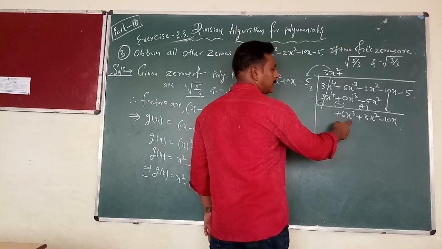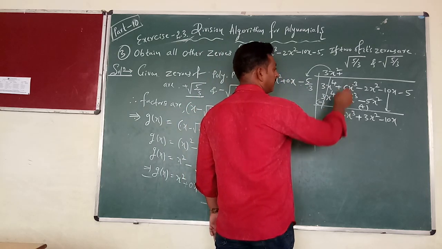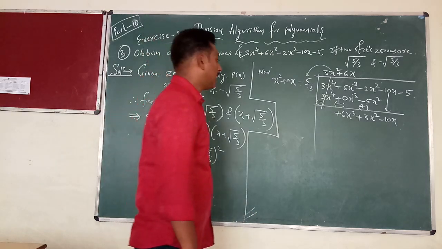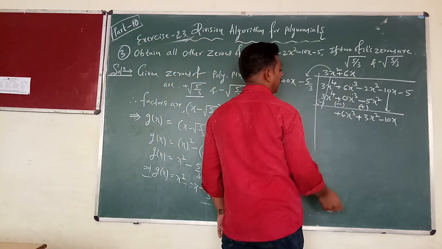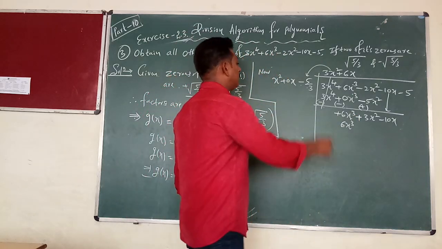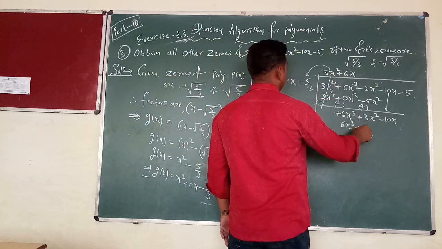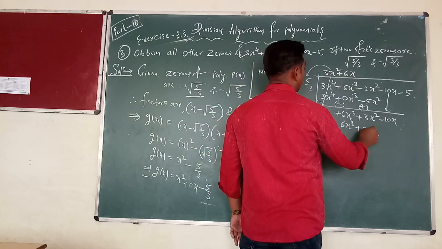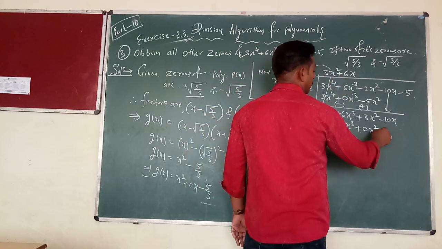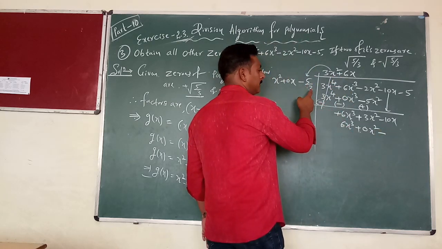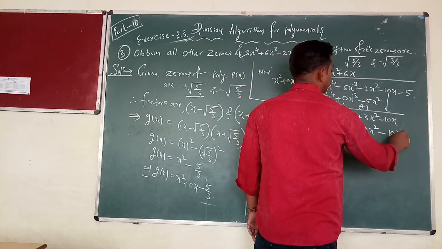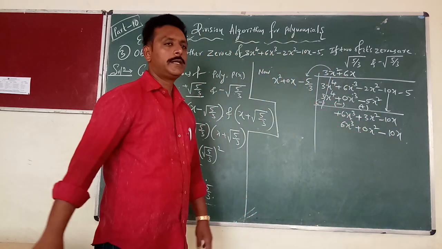x square हमको चाहिए x cube and coefficient है 6. So 6x are 6x cube. Clear? Next plus into plus, 0 into 6 is 0 x square. Next, minus into plus, minus, same multiplication, 3 ones are 3, twos are cancel, 5 twos are 10x. This is going to be 10x.